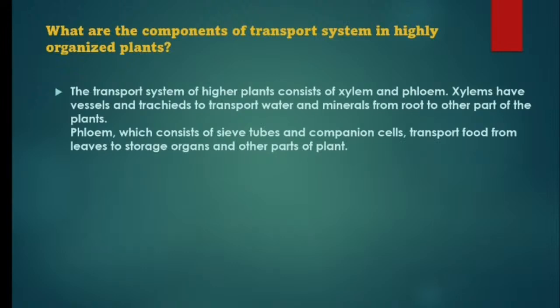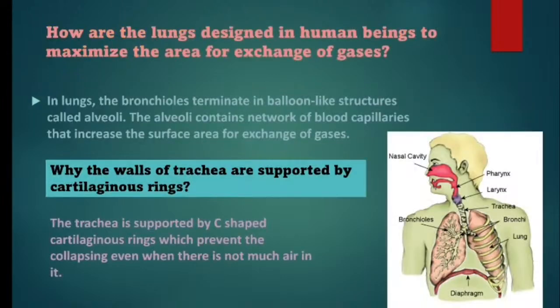Xylem and phloem. Okay, now how are the lungs designed in human beings to maximize the area of exchange of gases? Now, as you all know, you can see the structure which is given here in the lungs, the trachea differentiates into two bronchi, and then the bronchi differentiate into bronchioles. Then these bronchioles terminate into balloon-like structures called alveoli, and these alveoli are surrounded by many blood capillaries so that it increases the surface area for the exchange of gases.